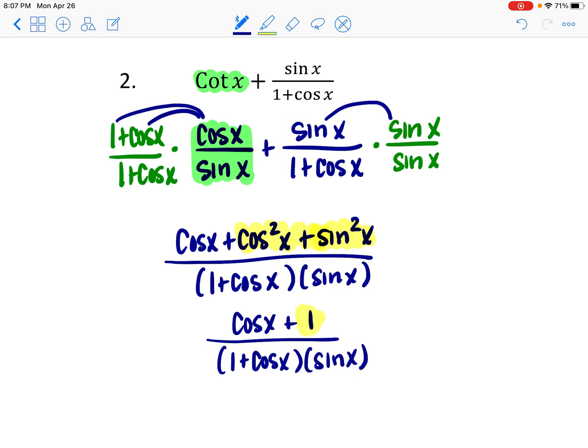And now I have a common factor to the top and bottom of my fraction. Both the top and the bottom have a factor of cosine x plus 1. So now it's algebra, says that I can reduce something that's in common to the top and the bottom. And so that leaves me with 1 over the sine of x. And that's pretty simplified. However, that's a reciprocal, I know. 1 over sine of x is cosecant.